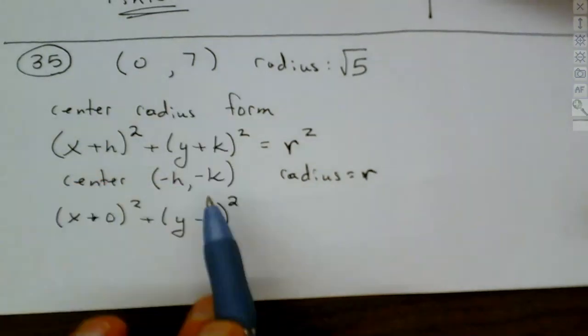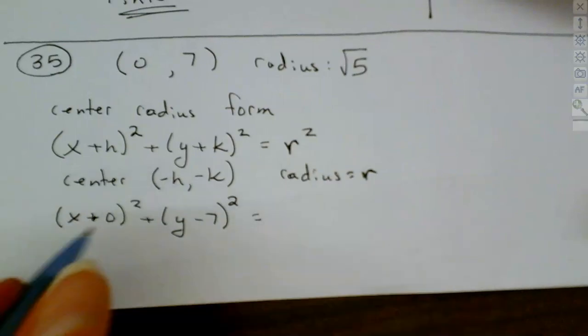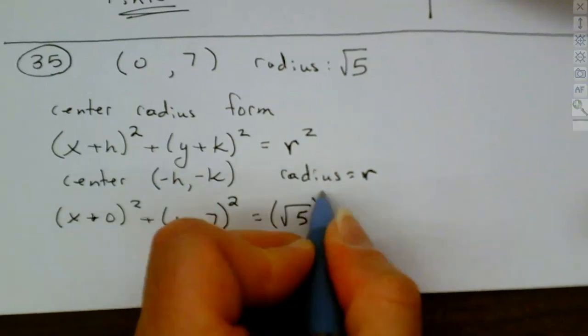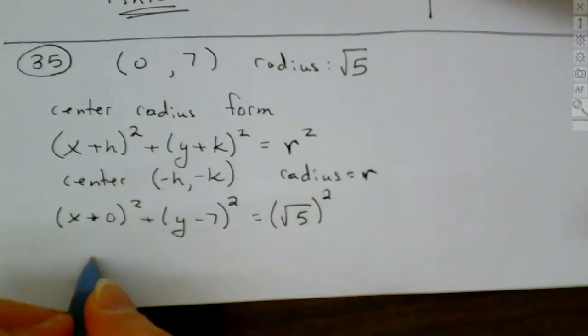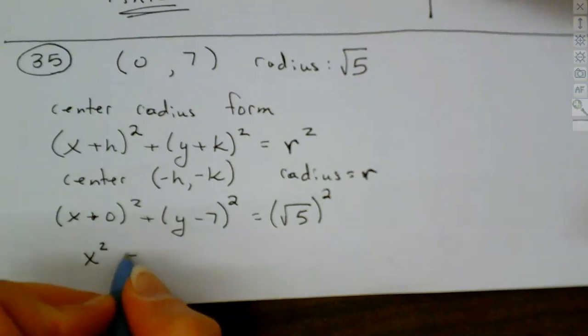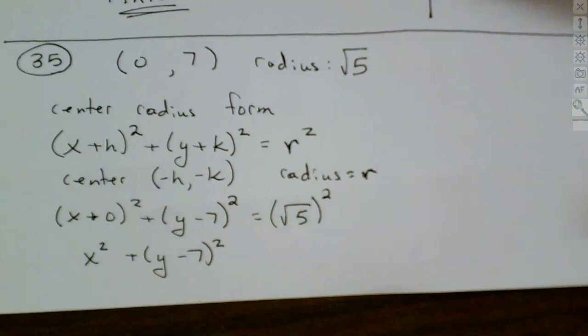So this has to be switched. And what about the other side? It's r squared. What is our r? Square root of 5, and we have to square it. Now, what does that leave you with? That leaves you with x squared plus y minus 7 squared.